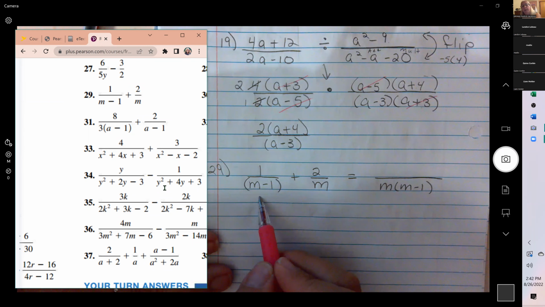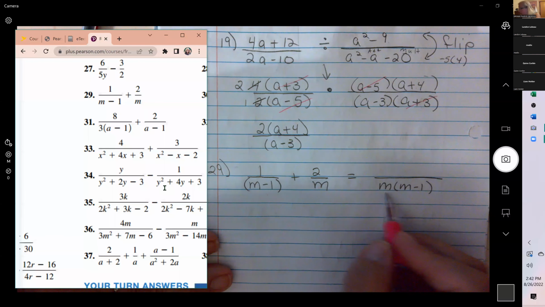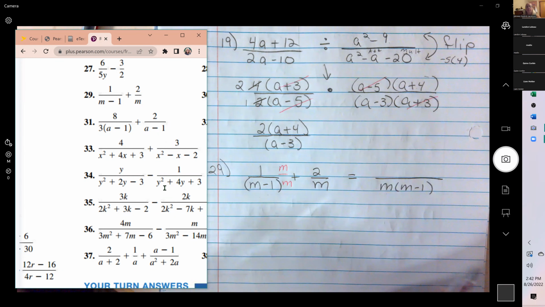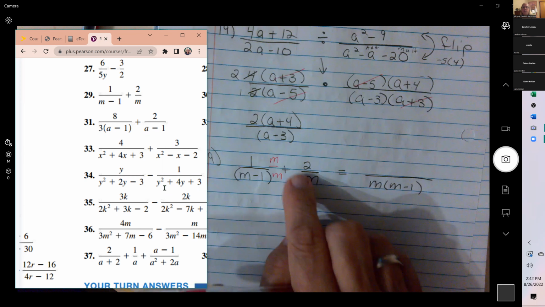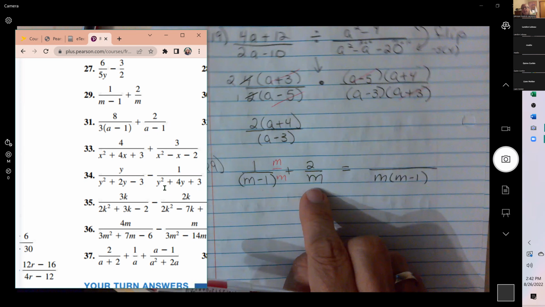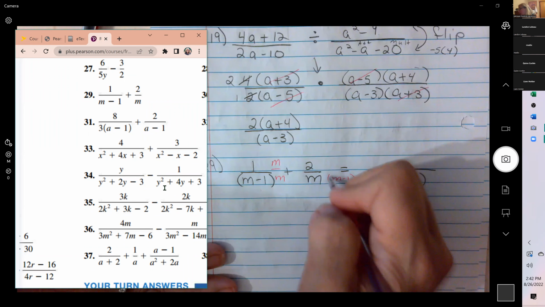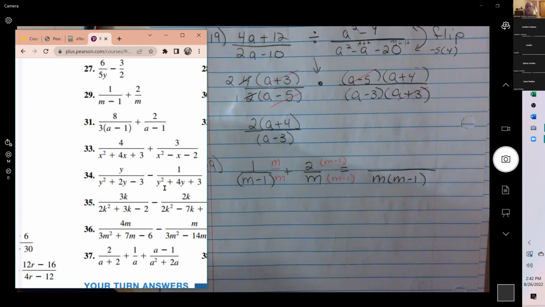This one only has m minus 1. So to get a common denominator, we need the m. We would multiply the top and the bottom by m, because when you have a fraction, so that we don't change it, whatever we do to the top, we have to do to the bottom. So we're going to multiply by m over m. This one has the m, it needs the m minus 1. But whatever you do to the bottom, you have to do to the top. Any questions on that part?